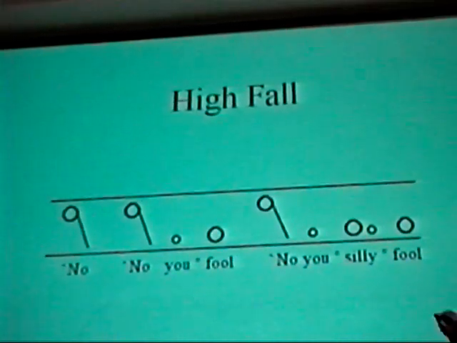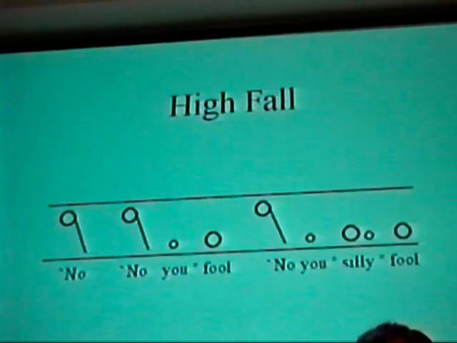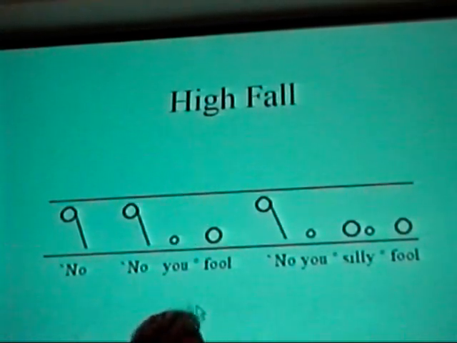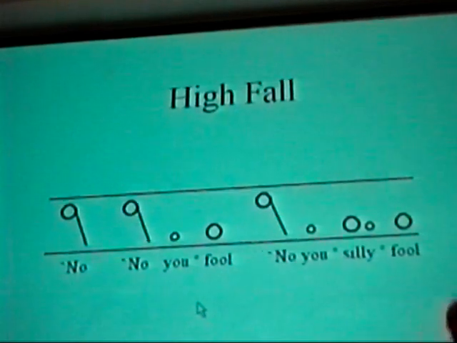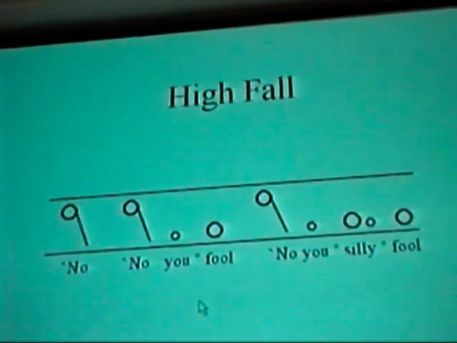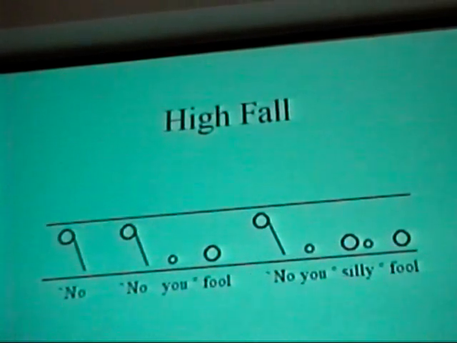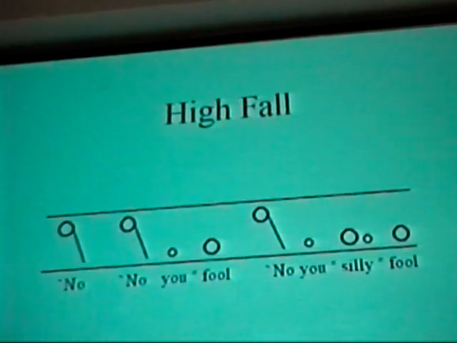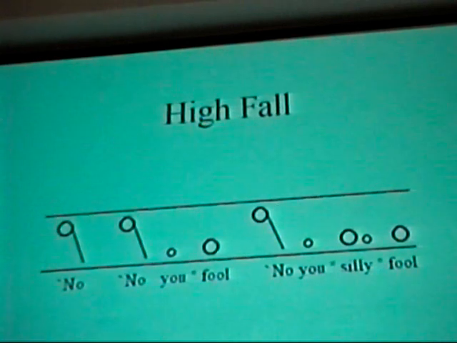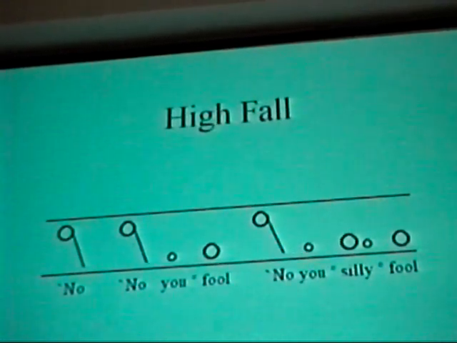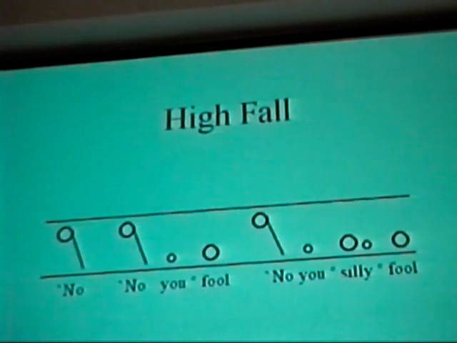So, in the second utterance here, this one, we've got two tail syllables, one of them is rhythmically stressed, and that will sound like this. No, you fool. No, you fool. And of course, we can make the tail longer if we want. So the last utterance there is no, you silly fool, with two rhythmically stressed syllables.